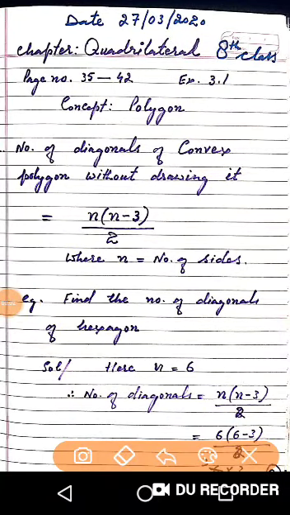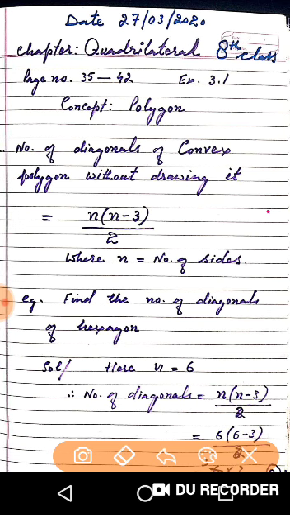Hi Goenkans, let us continue our study of chapter Quadrilateral, page number 35 to 42, exercise 3.1. We were discussing the concept of polygon in quadrilaterals, and this is our third lecture on this topic.